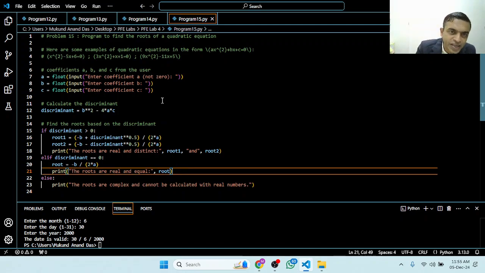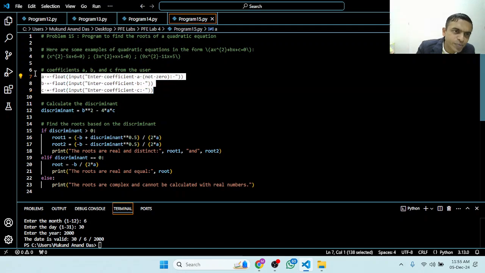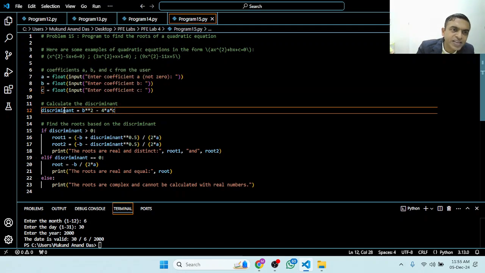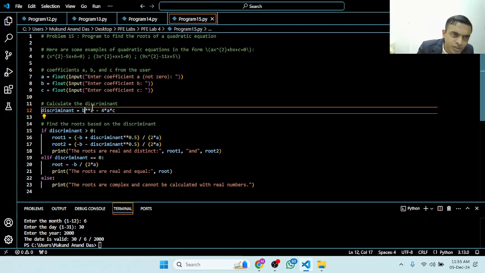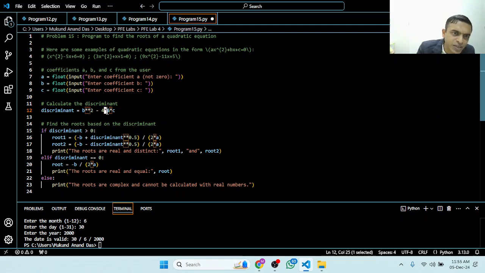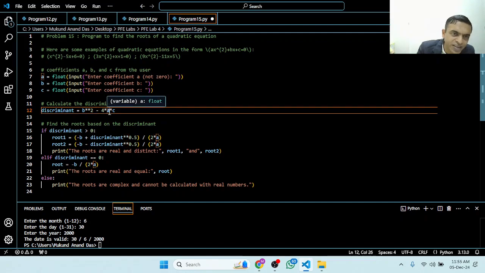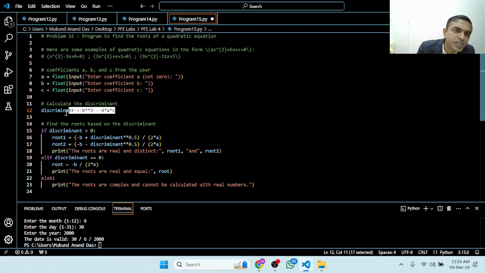So we are getting this a, b and c. We are finding the discriminant. What is the discriminant? B square. Now look at this, how the b square is written: b star star 2, or you can say b raised to 2. This is also okay. Or b star star 2. This is also okay. Then b square minus 4ac, written as 4 multiplied by, with the multiplication operator star, a star c. So this is now b square minus 4ac, the discriminant.